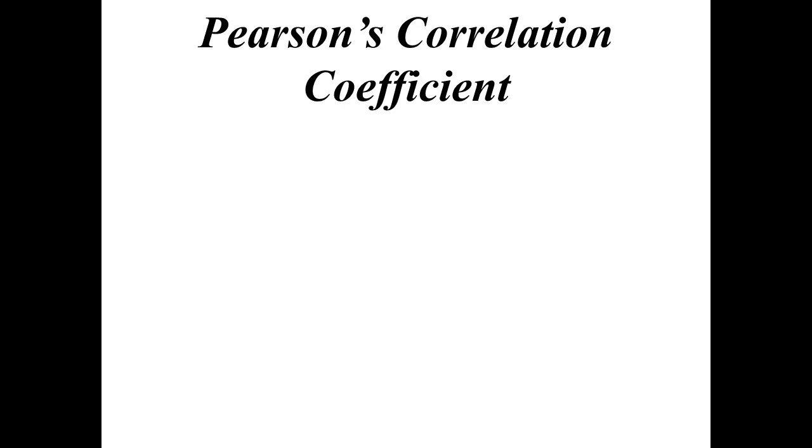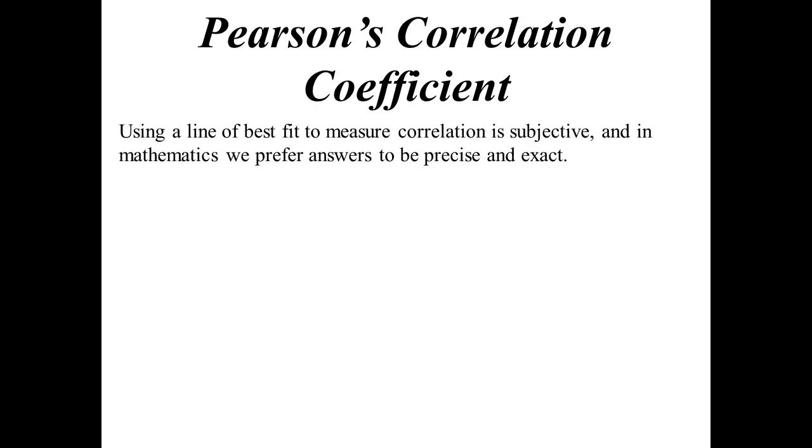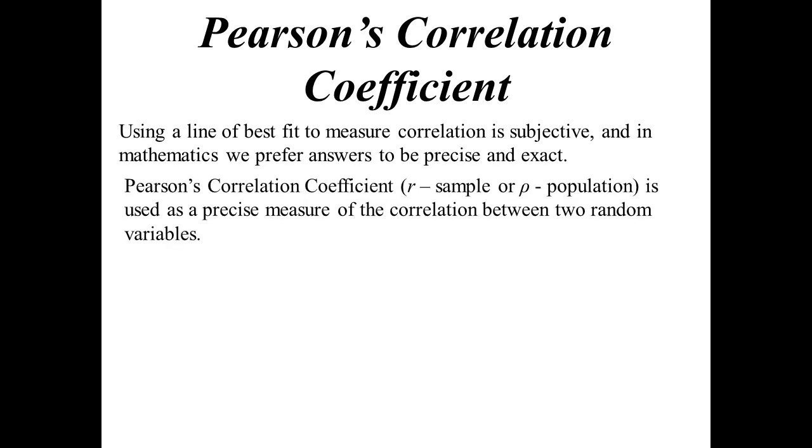So continuing with this idea of correlation, we're going to look at what's called the Pearson's correlation coefficient. So line of best fit, fantastic. But it's very subjective, of course, because you're doing it by eye, and we're all going to get different lines unless something amazing happens. But that's not what we like in maths. We like exactness, preciseness. Pearson's correlation coefficient.